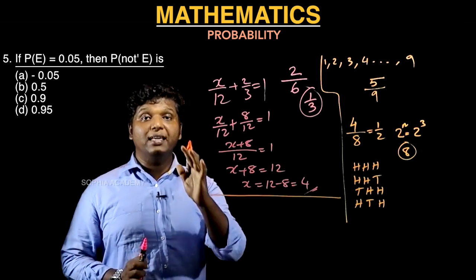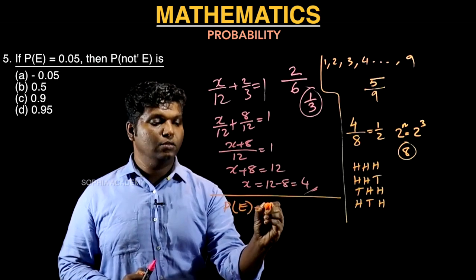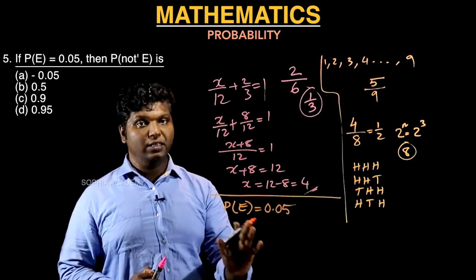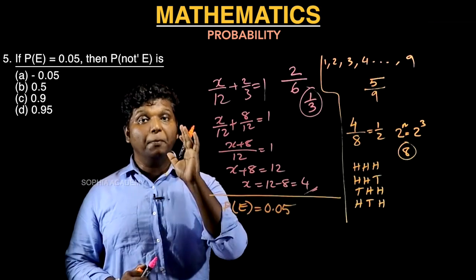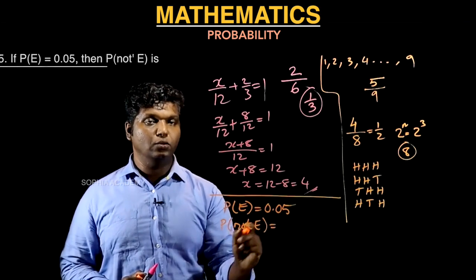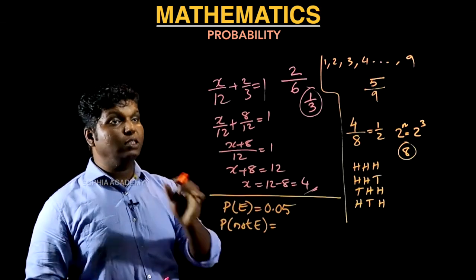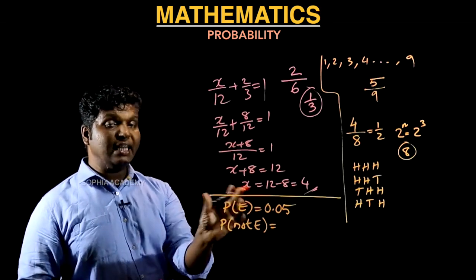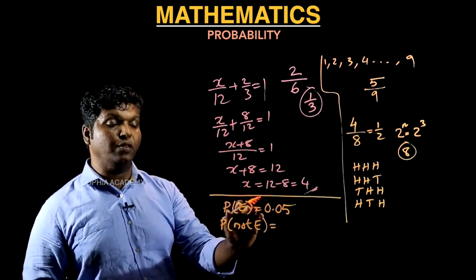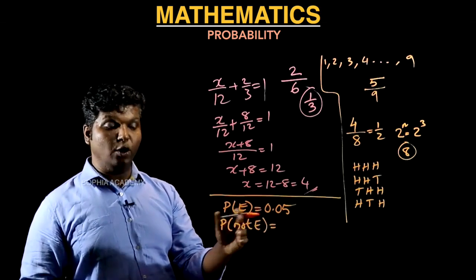If P of E is equal to 0.05, it is given like this. That means the probability of an event is 0.05. And you have to find then P of not E. Here I told you, when you are writing, the total probability is 1. So here you can see it's an event. The probability of the occurrence of that event is given as 0.05. You have to find the non-occurrence of that event, not E.